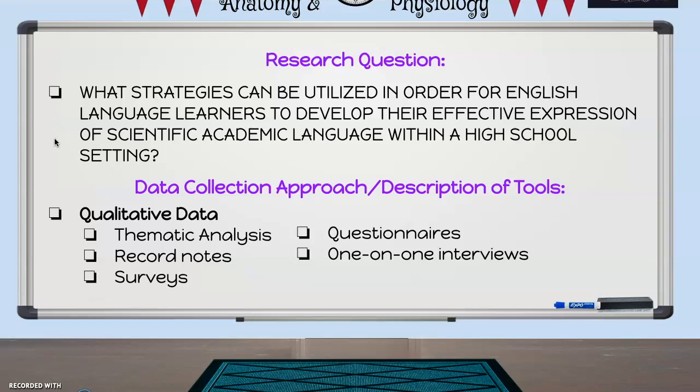ELLs will participate in meaningful learning experiences through the use of the UDL framework. And in order to monitor ELLs' academic progress, the researcher will record notes on the individual ELLs and utilize surveys, while the ELLs complete questionnaires about best strategies used in the classroom. One-on-one interviews will also be conducted with ELLs since they are the primary focus of this research.